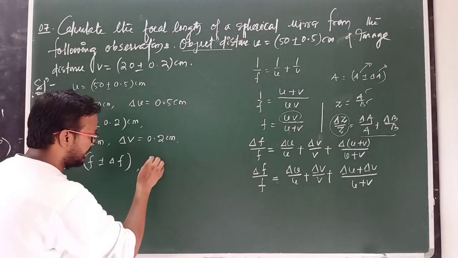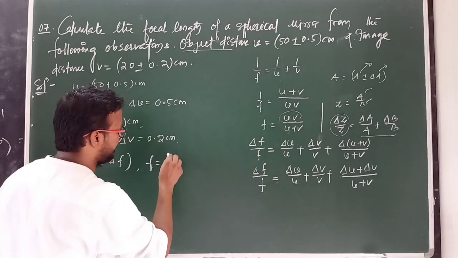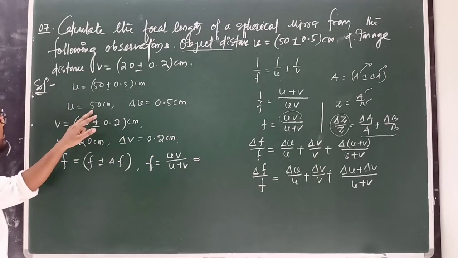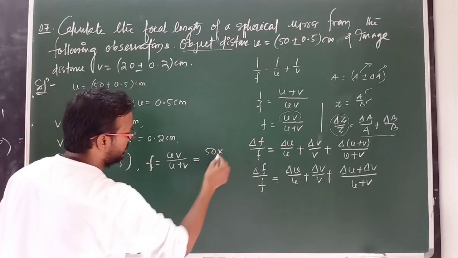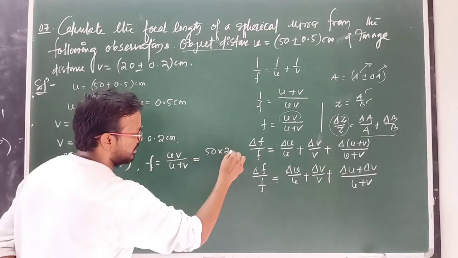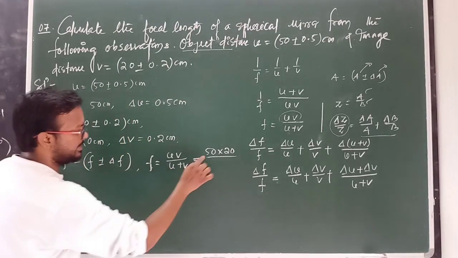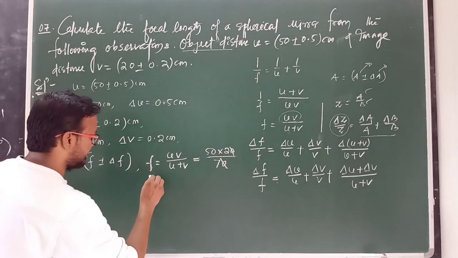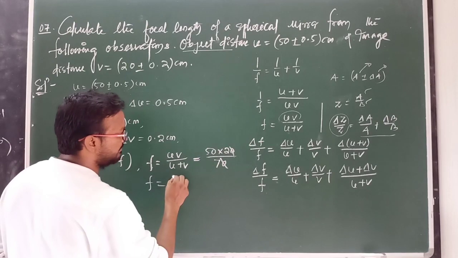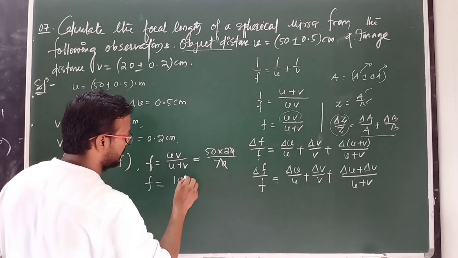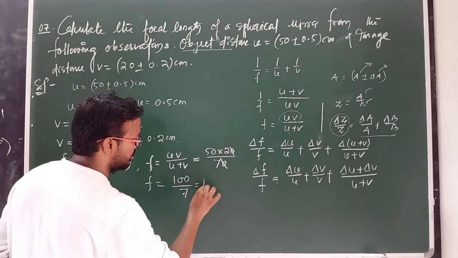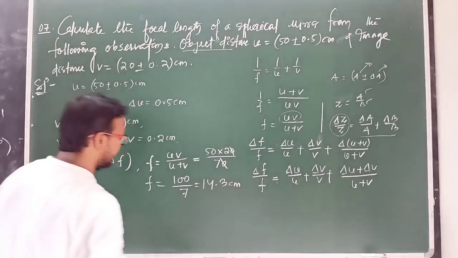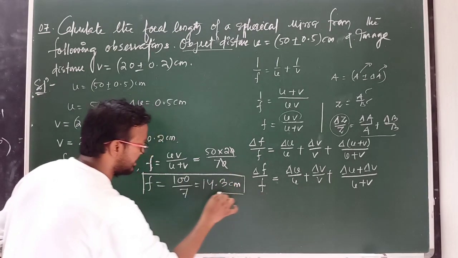So f is given as f equal to uv divided by u plus v, and u is 50 centimeter, so 50 into v, which is 20 centimeter, 20, divided by u plus v, 50 plus 20, it is 70. Clear? So if we cancel this term, then f equal to 100 divided by 7, sorry, 1000 divided by 7, which is equal to 14.3. Clear? This term is 14.3 centimeter. This is the focal length, or true value, in the calculation of focal length.